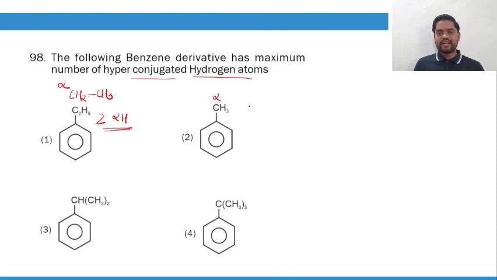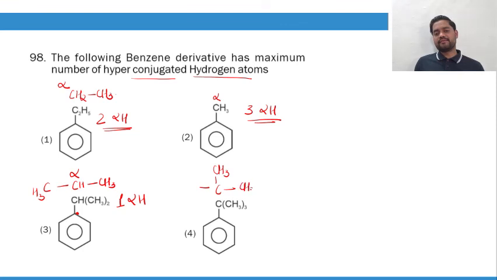Over here, this is alpha carbon, so it has 3 alpha hydrogen. Over here, it can be written as CH, CH3, CH3. Again, this is alpha carbon with respect to benzene, double bond. So it has only 1 alpha hydrogen. Over here, it is C, CH3, CH3, CH3. This is your alpha carbon atom with respect to benzene, right? And it has 0 alpha hydrogen. And hence option 2 is the right answer.